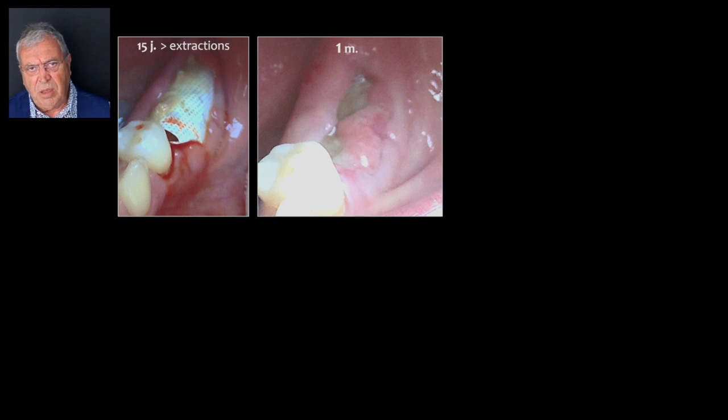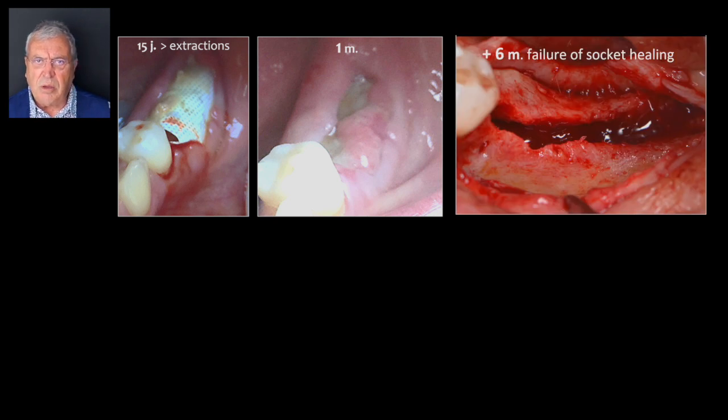This is a case of a lady who got extraction, and the surgeon put a PTFE membrane, and she got infection. We removed the PTFE because she was in another country and she came to our country. Then we waited a few months to come back to place implants. But when we raised the flaps, we saw that the socket did not heal well. It's impossible to place any implant.